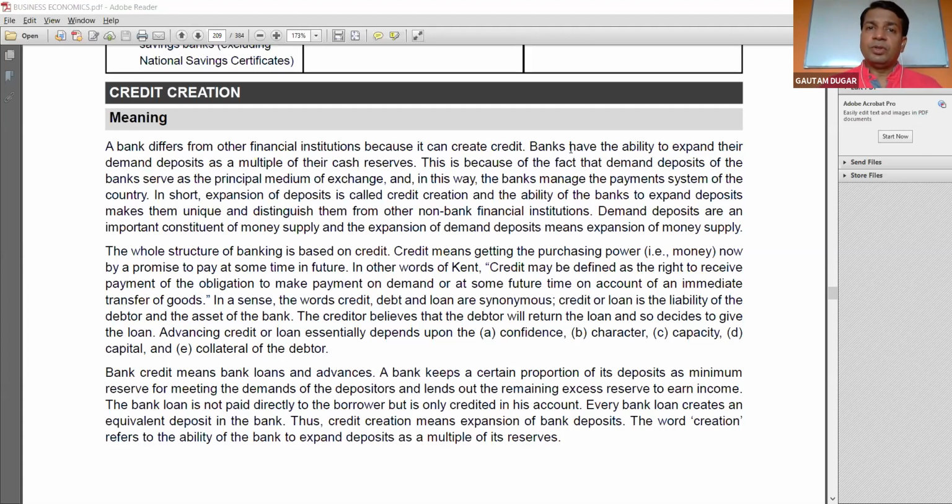CRR is what? The portion of the deposits which a commercial bank will have to maintain with the RBI, with the central bank, with the Reserve Bank of India. A portion of the deposits, the money which has been deposited by we customers into the bank, out of those deposits, a certain percentage is to be kept by the commercial banks with the RBI.